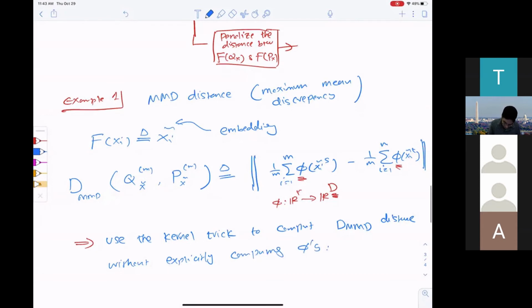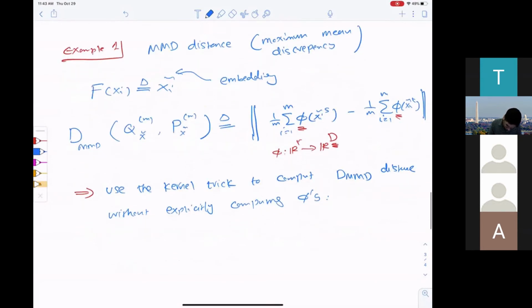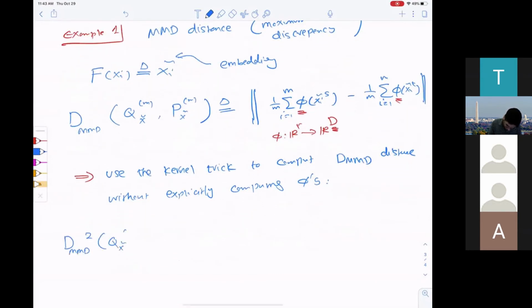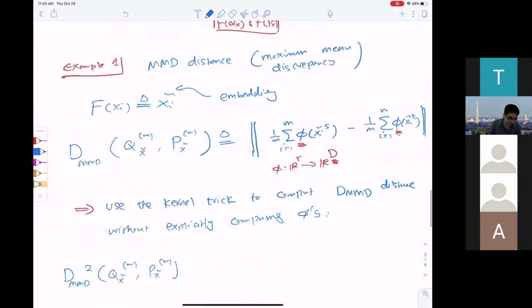If I look at the square of my MMD distance, because I don't have a square here, I can just open up the norm square. Then I'll have phi xi s's inner product with each other. That will give me one kernel term. I'll have phi xi t's inner product with each other, another kernel term, and then I'll have the cross inner product between the two.